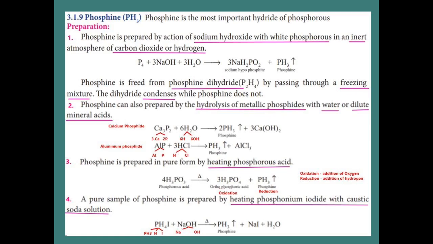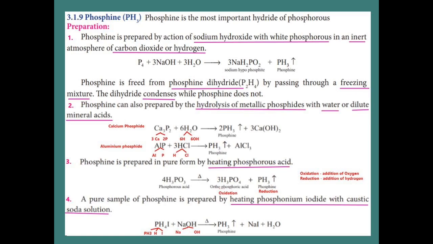Then another one, aluminum phosphide. Aluminum valency is 3, phosphorus valency 3, so they cancel with each other, we get the formula AlP. It is reacted with dilute mineral acid, that is HCl, and we get phosphine as one of the products. Here you split the HCl as H and Cl. The Cl reacts with the aluminum, we get aluminum trichloride, and H reacts with the phosphorus, we get phosphine.